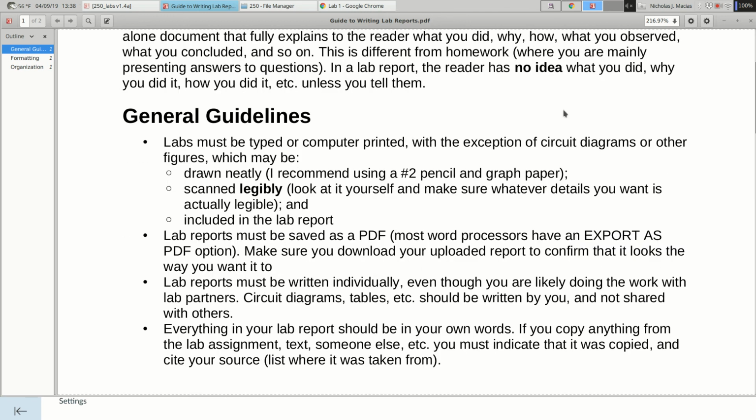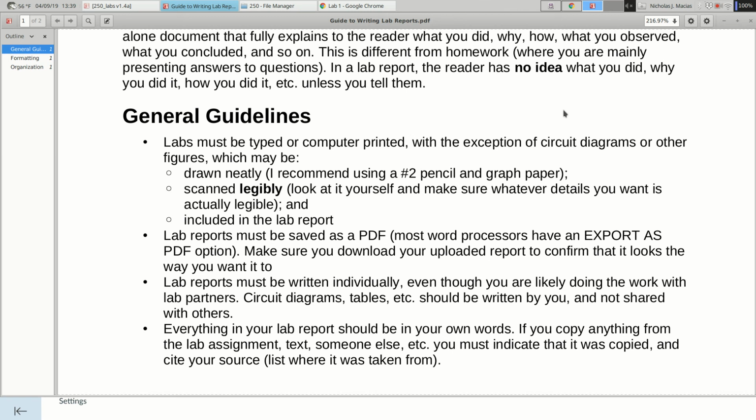So again, general guidelines: typed or computer printed, no handwritten reports. The one exception is circuit diagrams, figures, pictures. Don't spend your life trying to figure out how to draw a circuit on your computer so it looks nice. Just get a piece of graph paper, a nice pencil, maybe a straight edge, draw it by hand, scan it in. If you don't know how to scan in a picture so that it's legible, let's figure it out. Start a discussion on Canvas or shoot me an email.